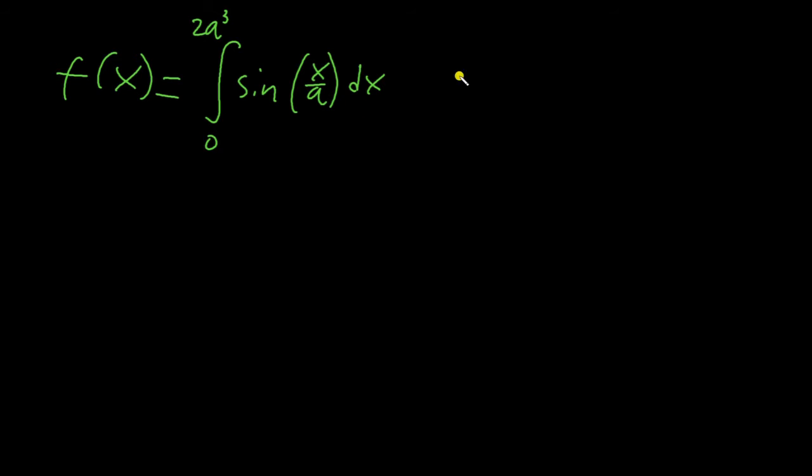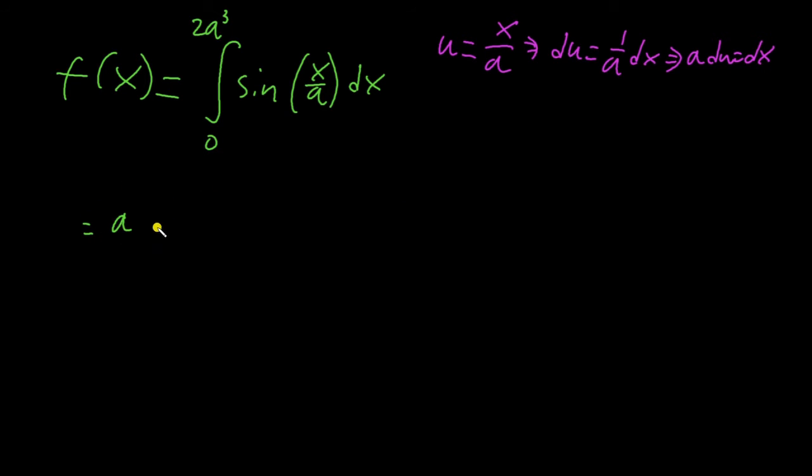The actual integration here is not very difficult. We'll simply do u substitution, where u is equal to x over a, which means du is equal to 1 over a dx, or a du equals dx. Plugging that back in here, we get a times the integral from x equals 0 to x equals 2a cubed of sine of u du.